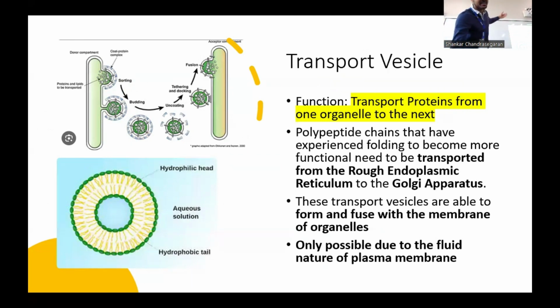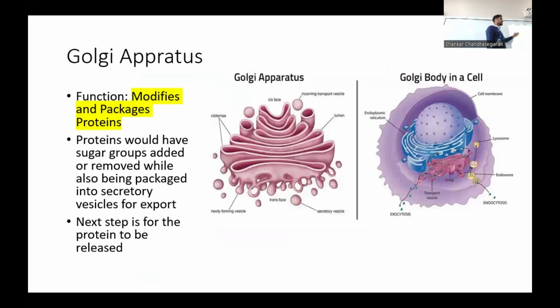So after the transport vesicle, it moves to the Golgi apparatus. That is where proteins are modified and packaged into functional proteins. This is where proteins would have had sugar groups either added onto them or removed. This could be for functional purposes. And then the last part is when it's packaged into a secretory vesicle for export.